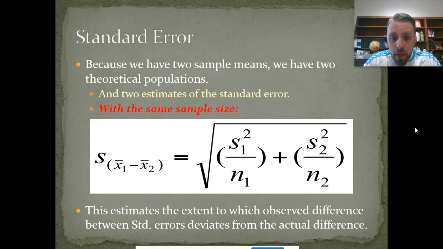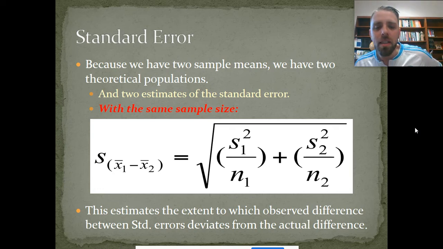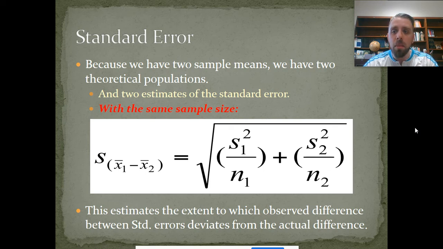So what this is doing, and I'll run through that one more time here, the square root of the variance over the first sample size plus the second variance over the second sample size, that is s of x bar 1 minus x bar 2. It is estimating the extent to which the observed difference between standard errors is deviating from the actual difference. Because now you're not just estimating the standard error of a population, you're estimating the difference between the male standard error and the female standard error. That's what s of x bar 1 minus x bar 2 is referring to. I'll stop there for a second, let you collect yourself, and then we'll move on.